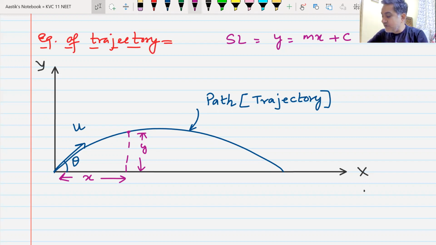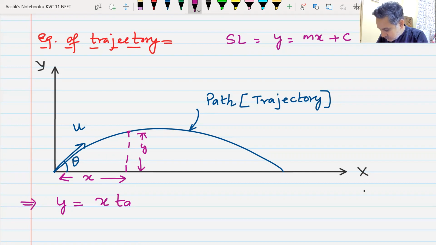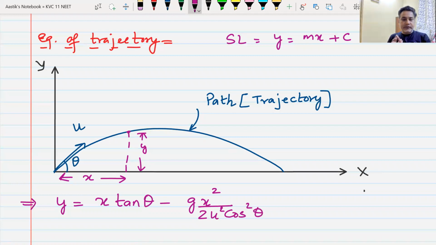We'll not get into how we achieve this, but we will straight away write that equation of trajectory and remember it carefully. It is y is equal to x tan theta minus gx square by 2 u square cos square theta. Y is equal to x tan theta minus gx square by 2 times u square cos square theta. Please note it down carefully.